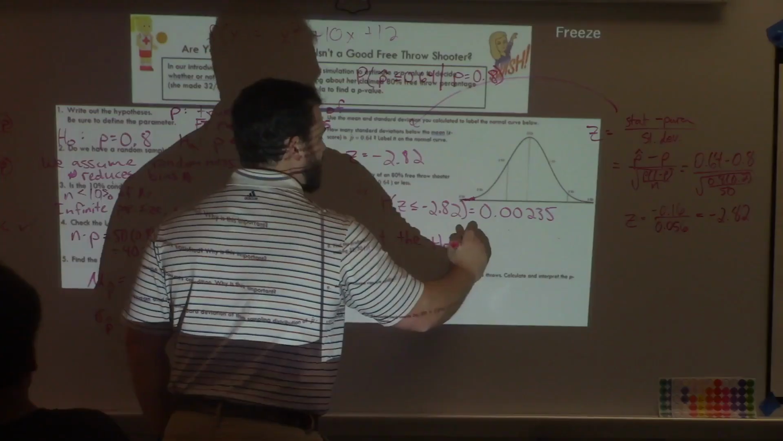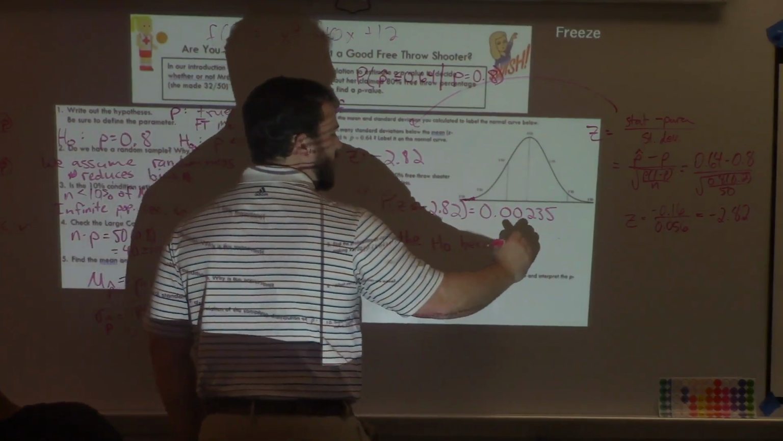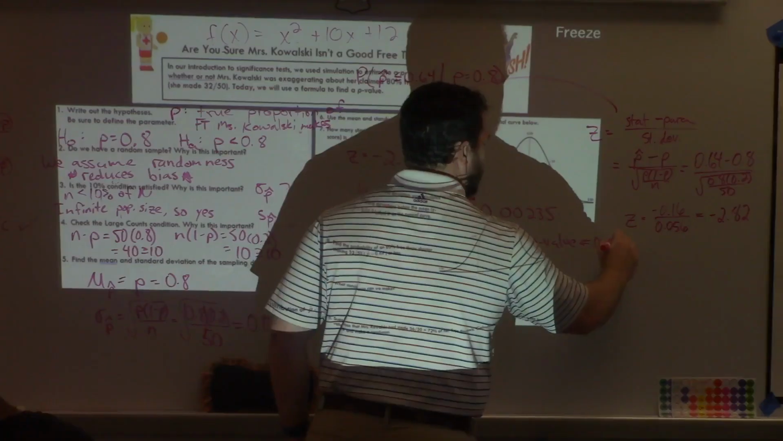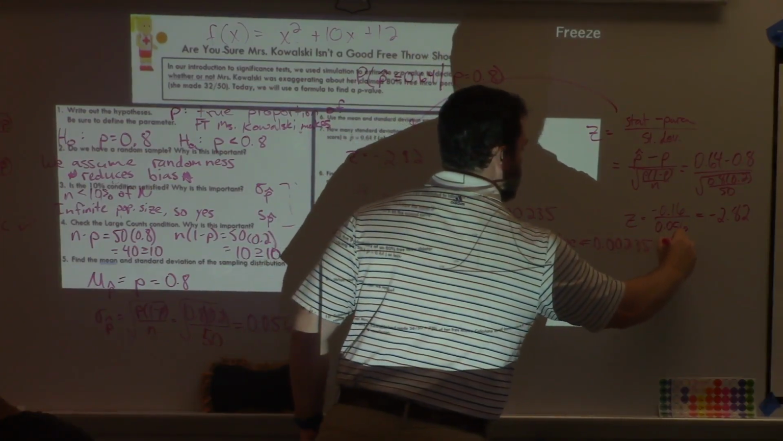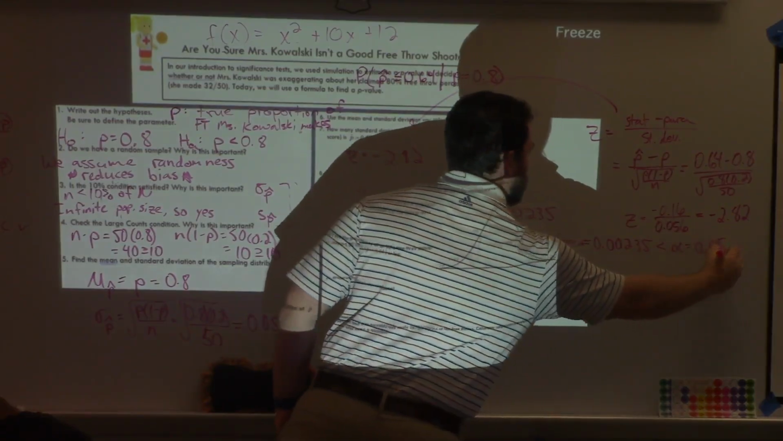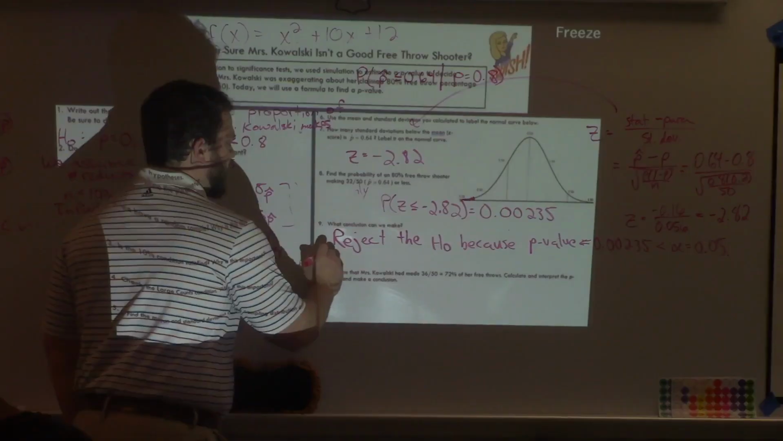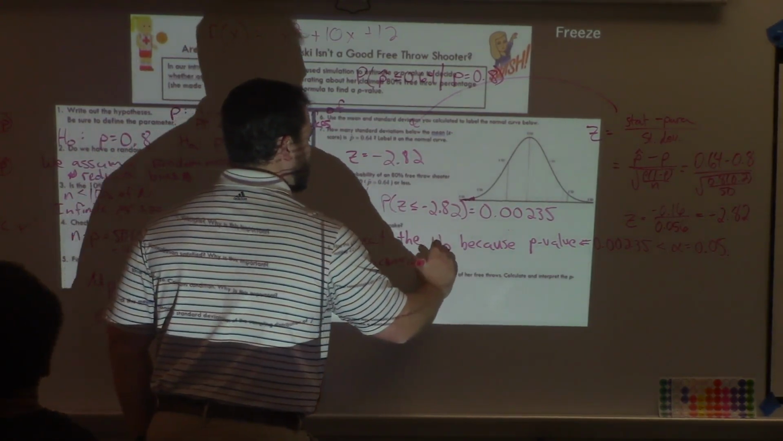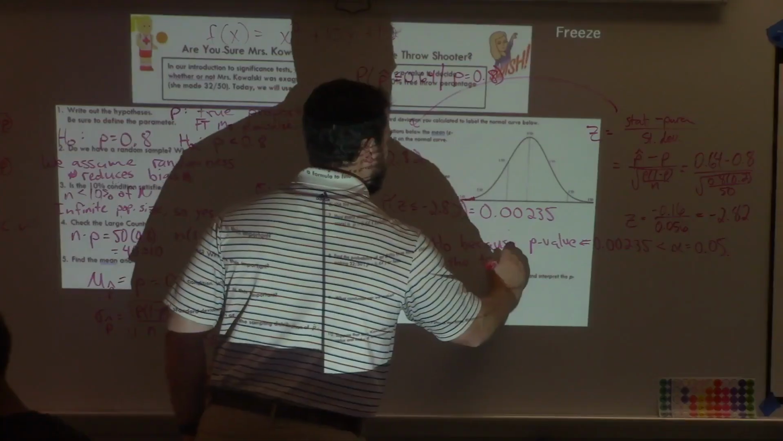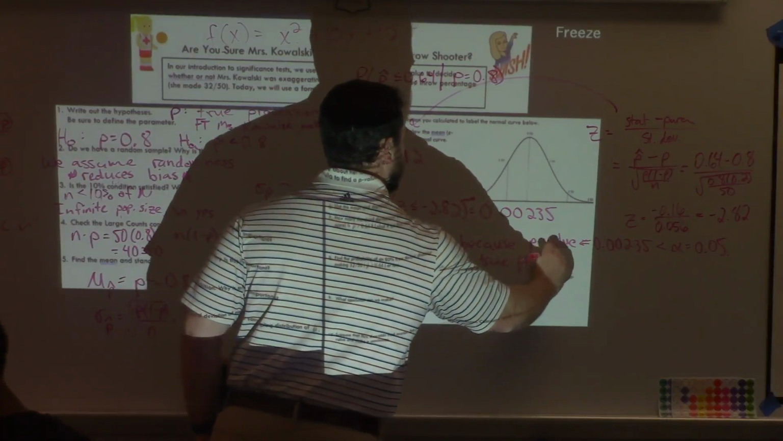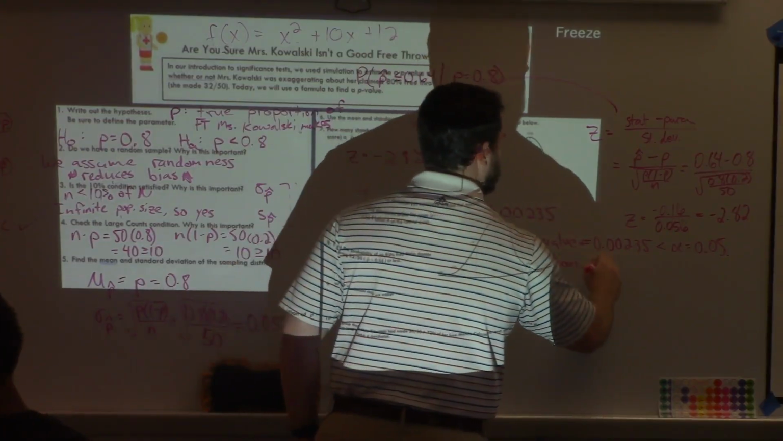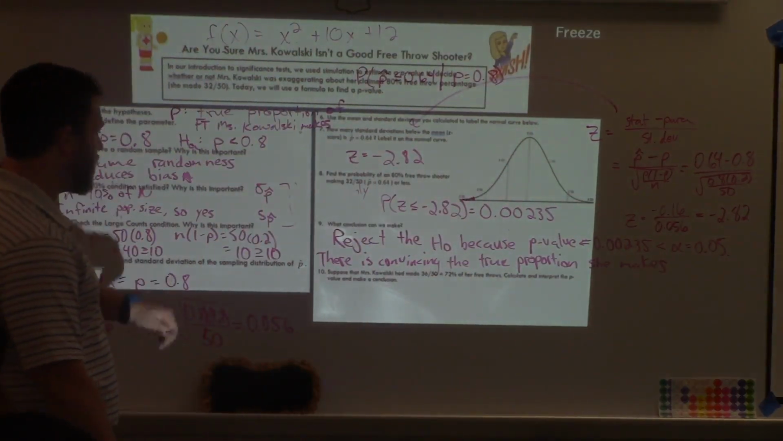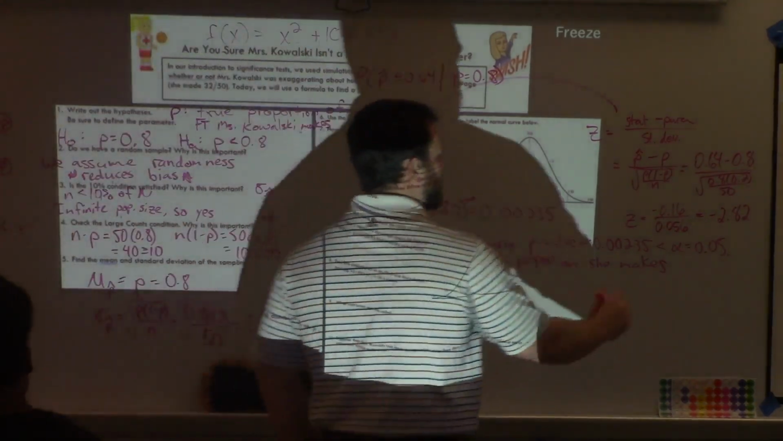We reject the null hypothesis because, I know this sounds flipped, but we need to remember if the p-value is less than alpha, we reject the null hypothesis. It is statistically significant evidence. There is convincing evidence the true proportion she makes is less than 0.8.